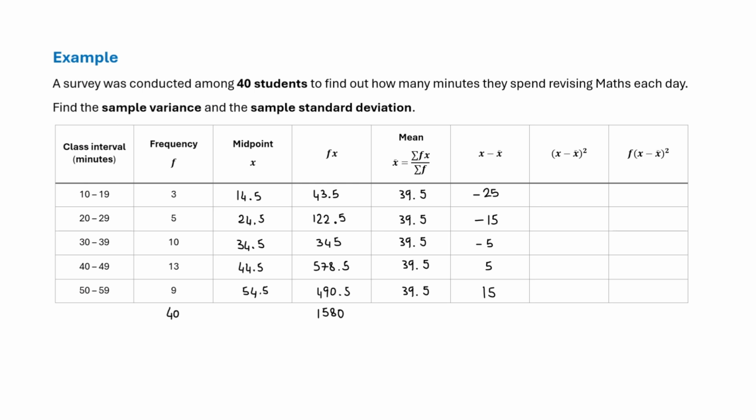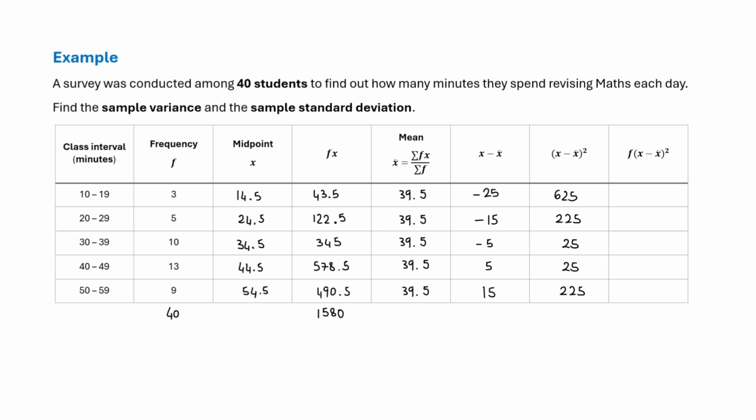The next column is the square of the differences. So we square each value from the previous column. For the first row, we have negative 25. Negative 25 squared is 625. We write 625 in the first row. Then we use the same method for the rest of the column. Important point here, in this column, all values must be positive because we are squaring them. So if you get a negative number here, check the calculation again.